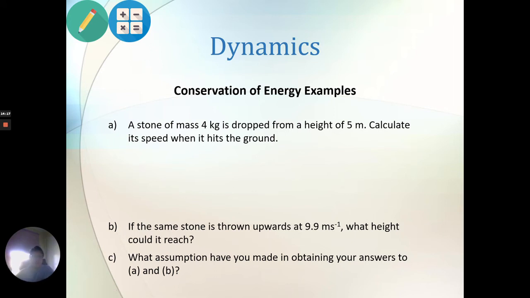Here's a question which is designed to have a look at conservation of energy. A stone of mass 4 kilograms is dropped from a height of 5 meters. Calculate its speed when it hits the ground. We need to think about what this question wants. This question wants to know the speed of a stone when it hits the ground.